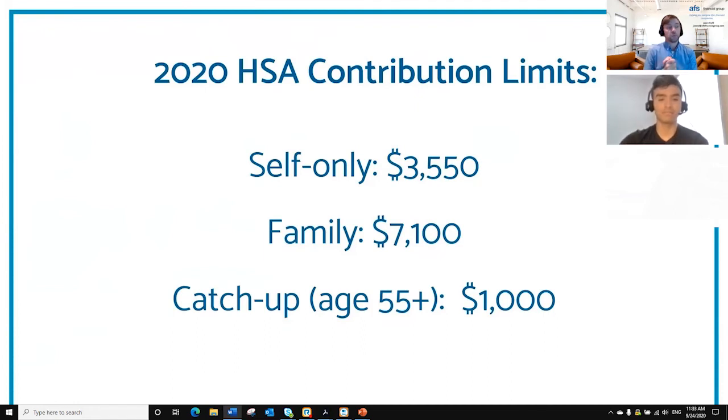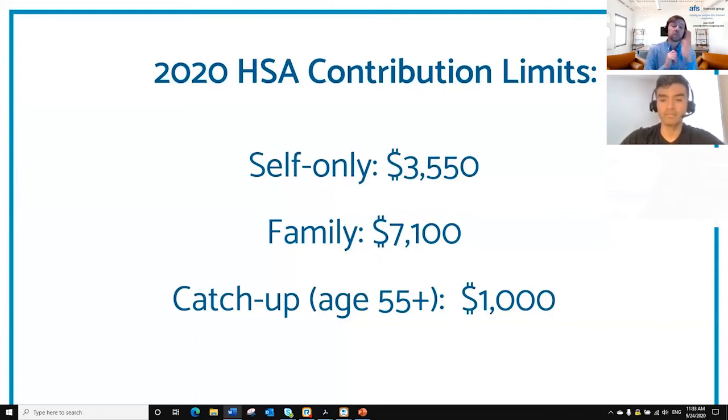Okay, so it's a combination of the contributions that cannot exceed these IRS limits. Note, if you are age 55 or above, you can add $1,000 to those limits. It's what they like to call a catch-up contribution. Another important nuance here is that these contribution limits are essentially pro rata over the course of the year based on when you were enrolled in the HSA.